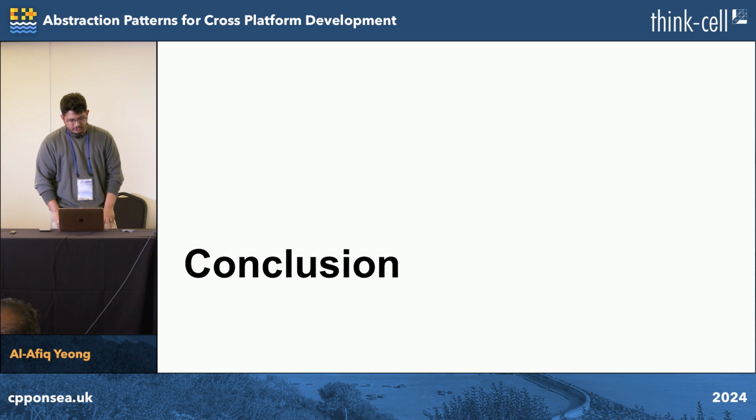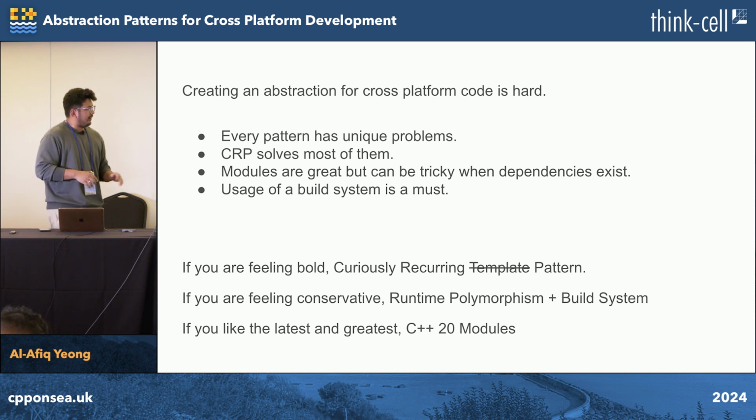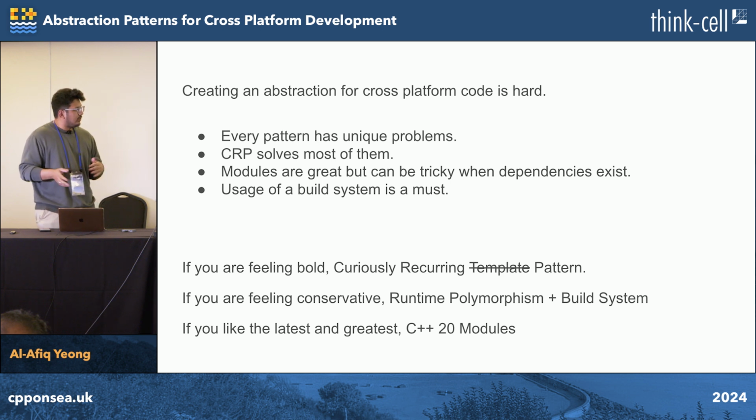Right, so as a conclusion, creating an abstraction pattern for cross-platform code is very hard. Every pattern has its unique problem. CRTP minus the template solves most of them. Modules are great, but can be tricky when dependencies exist because of how modules work with implementation units. And in order to properly abstract cross-platform code, the usage of a build system is pretty much a must.